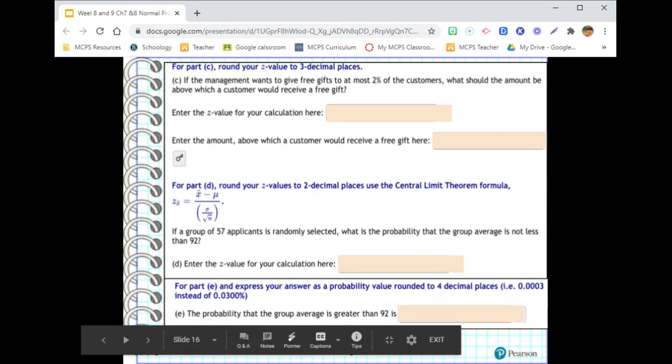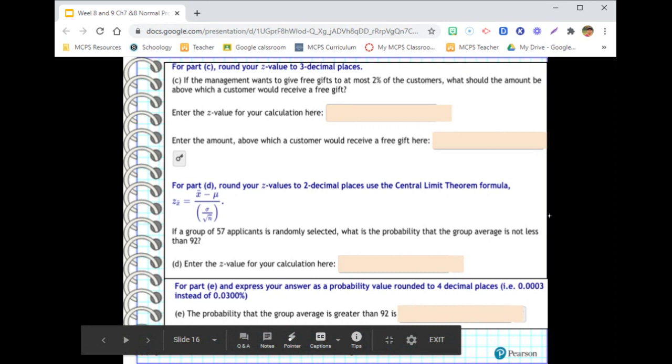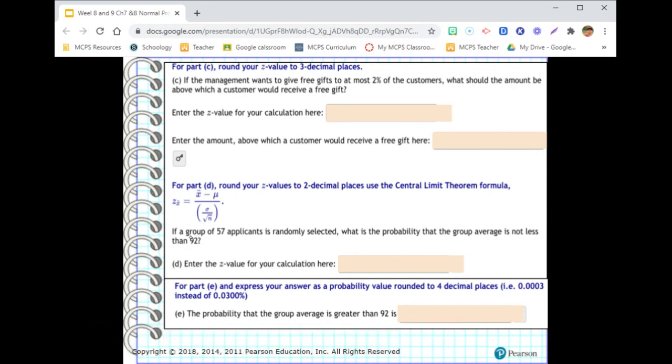For the data for the X, did you use 0.92 or just 92? No, it's 92, because it says less than 92, so that's the data, the X bar. 92 is our X bar. 92 minus 98.